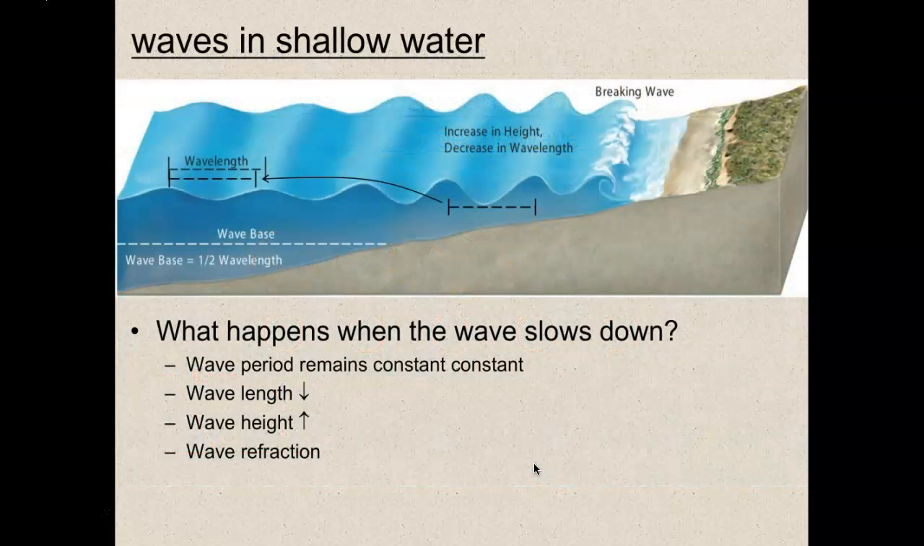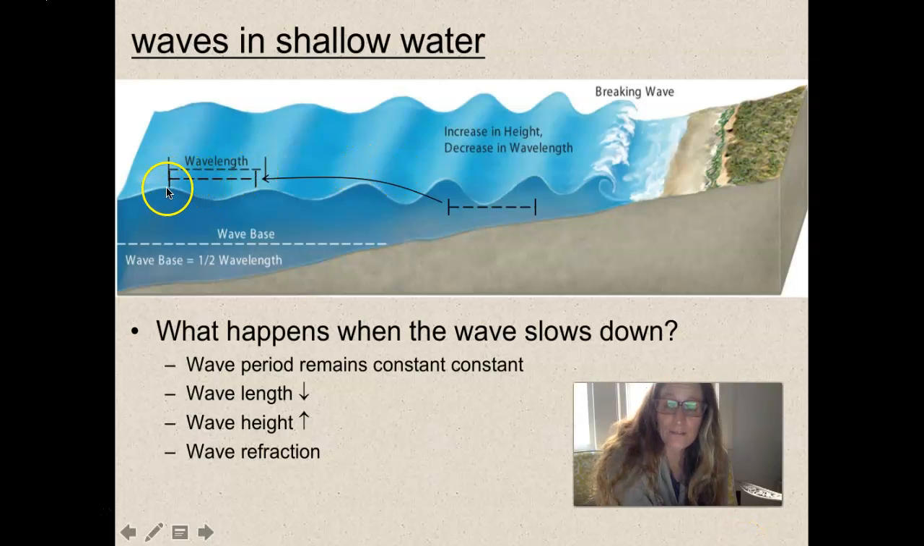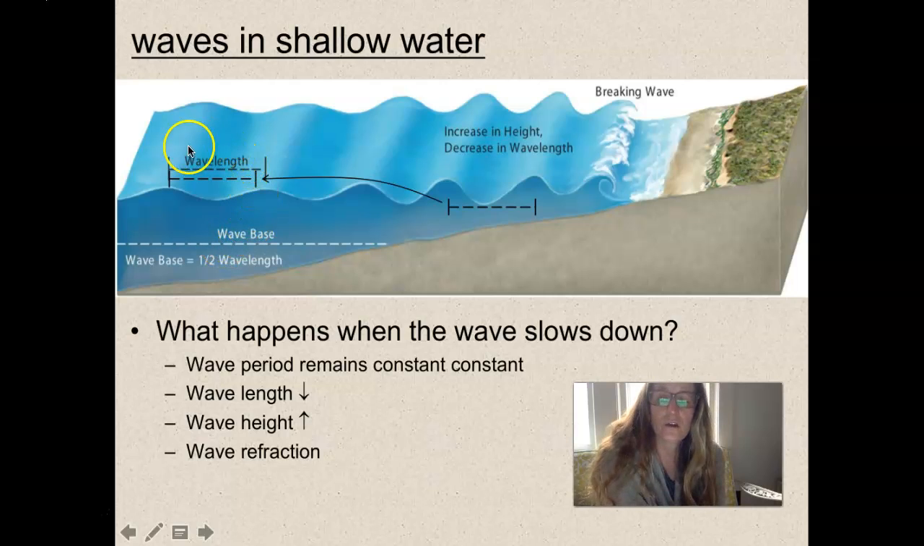Okay, so here's that wave base again, and wavelength is from a crest to a crest. Wave base is 1/2 of that wavelength. So there are waves out here at sea whose size is dictated by the wave duration, wave speed, and the fetch, and those are open water waves.